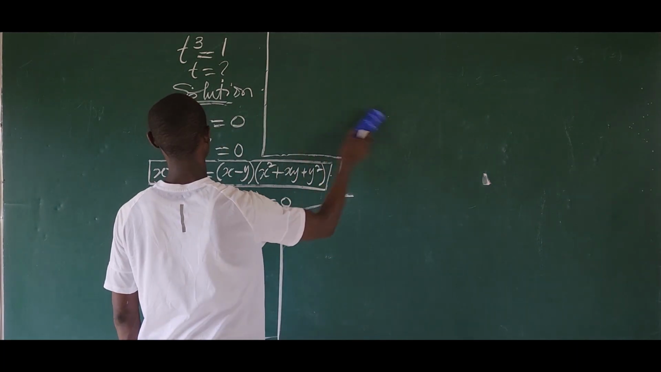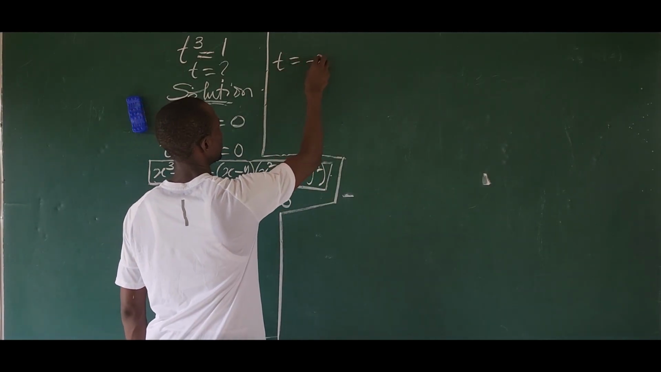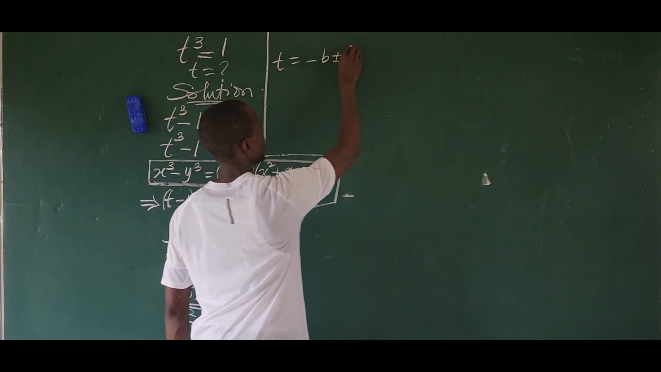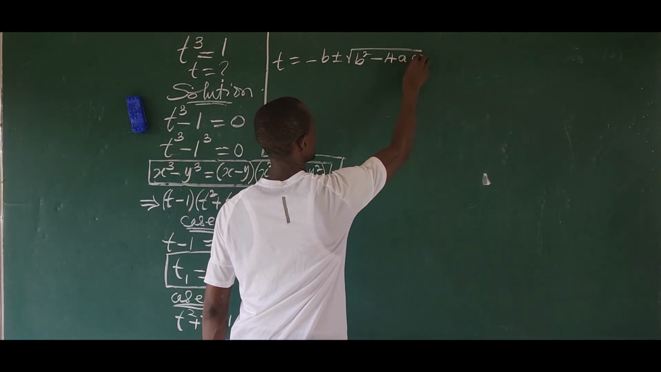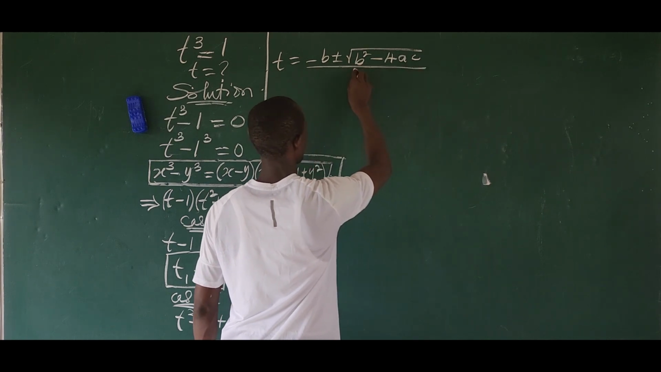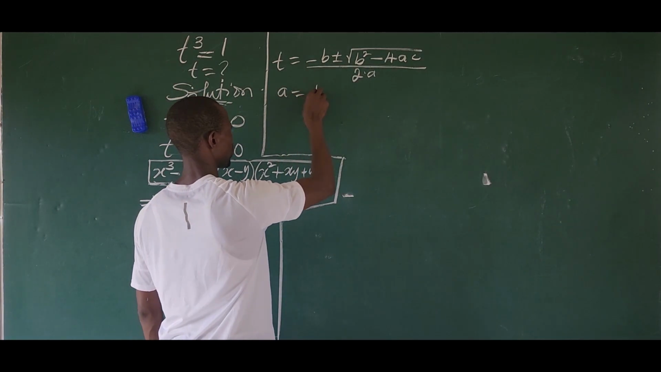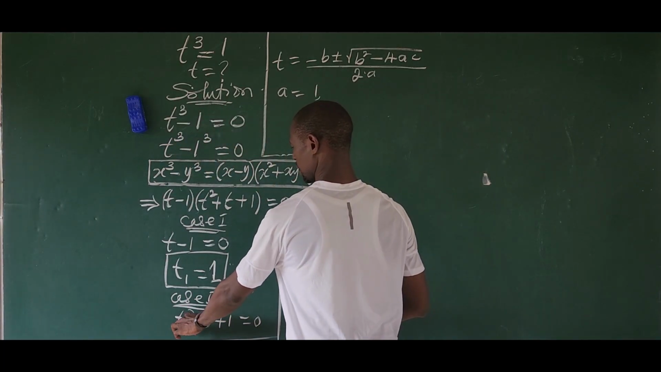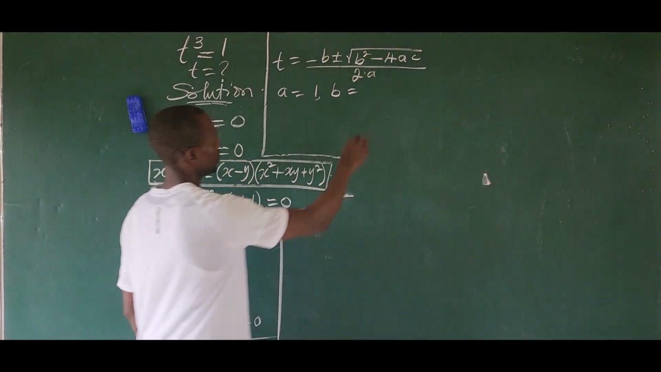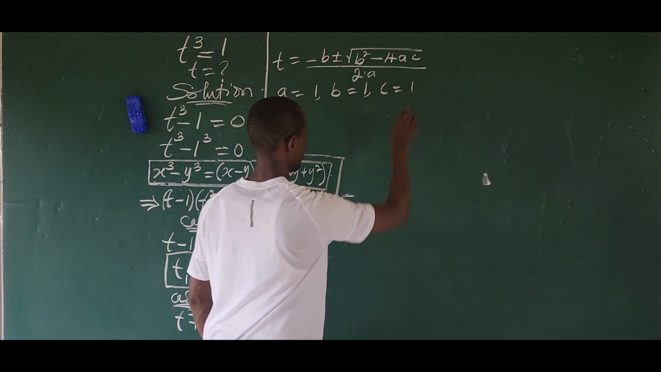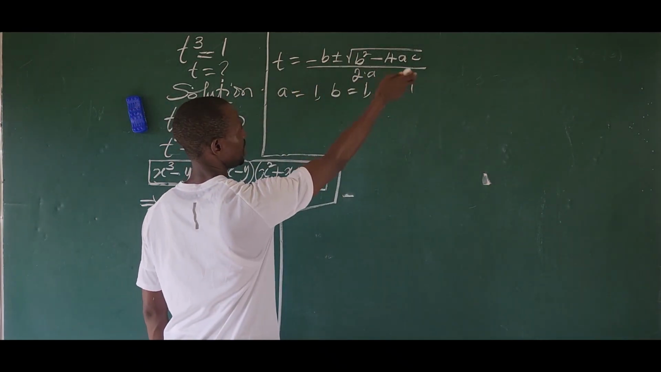So using the quadratic formula, this is going to give us t is equal to minus b plus or minus the square root of b squared minus 4ac, all over 2a. You know that a is equal to the coefficient of t squared, which is 1, and b is the coefficient of just t, which is also 1, and c is the constant term, which is positive 1 also. So let's just put in 1, 1, 1 in place of a, b, and c here.